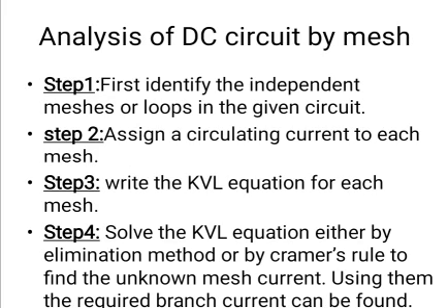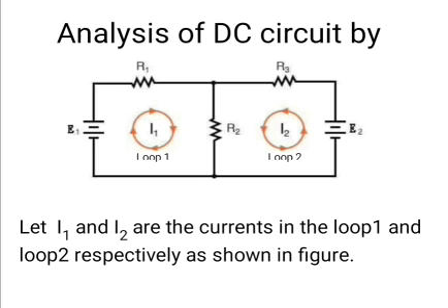Next, to analyze the DC circuit by mesh analysis method, first identify the independent meshes in the given network. Step 2, assign a circulating current to each mesh. Step 3, write the KVL equation for each mesh. Step 4, solve the KVL equations either by elimination method or by Cramer's rule to find the unknown mesh currents. Using them, the required branch current can be found.